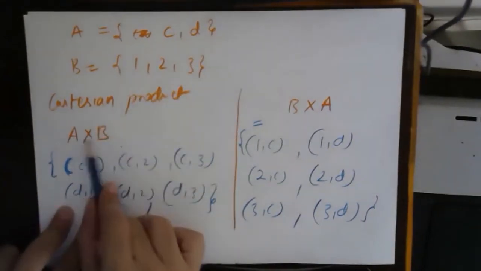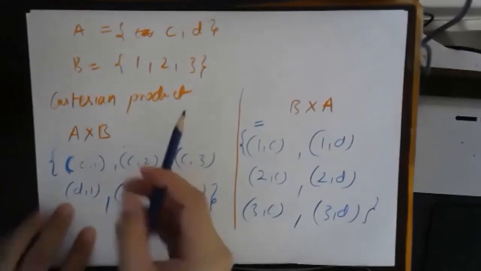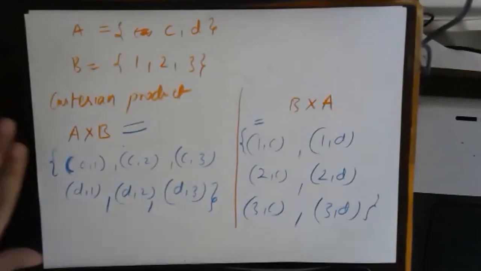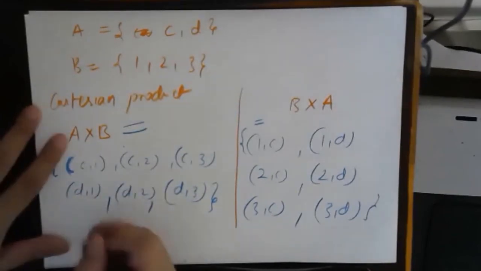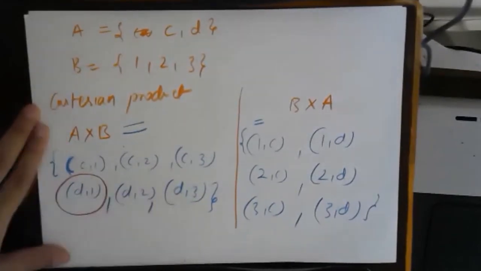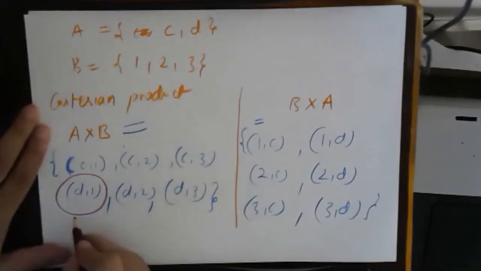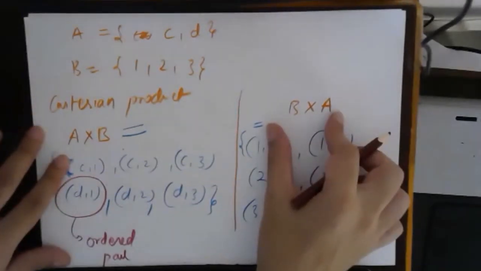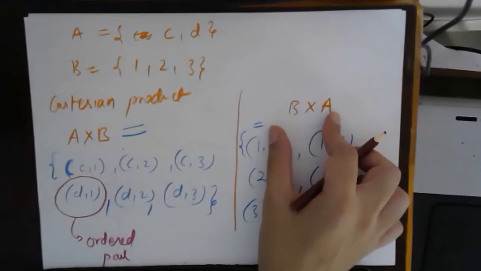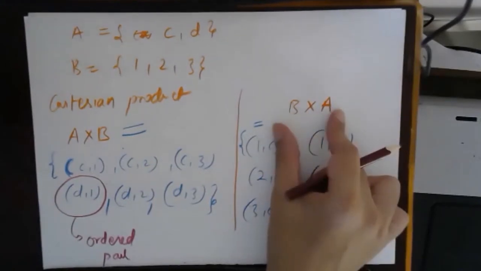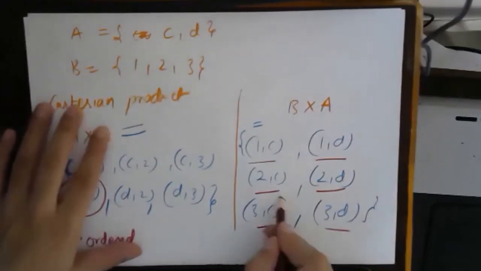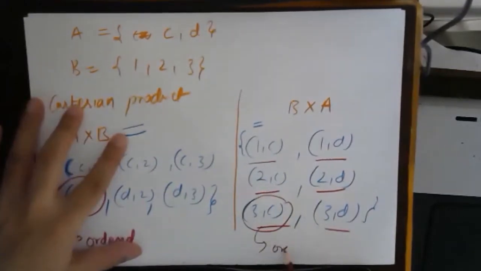So the Cartesian product is itself a set which contains what elements? These elements. This is one individual element. These all are elements, and each element is known as an ordered pair. This Cartesian product B cross A has these elements. Each element is an ordered pair.